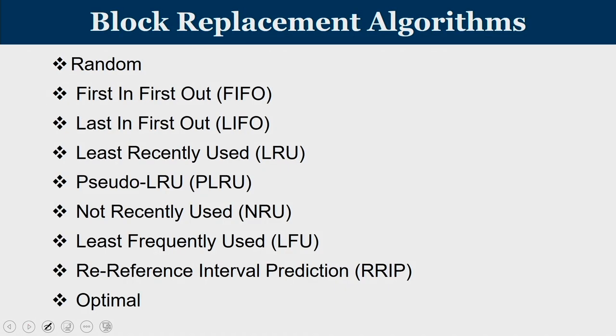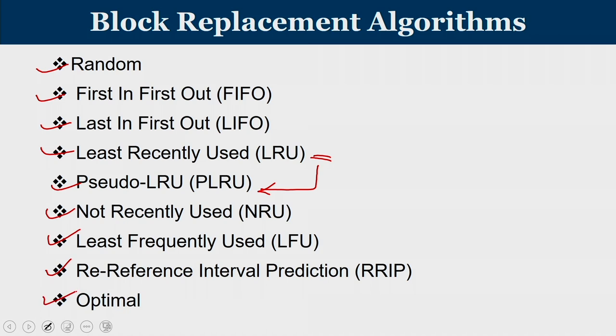There are different block replacement algorithms. The first one is random, then we have first in, first out, last in, first out, and least recently used, which is a popular one. Then pseudo LRU, which is the one that is practically implemented. It is derived from LRU, but for practical purposes, we use pseudo LRU. Then we have NRU, not recently used, then least frequently used, and then some of the modern techniques which use re-reference interval prediction, and then we have the optimal algorithm.